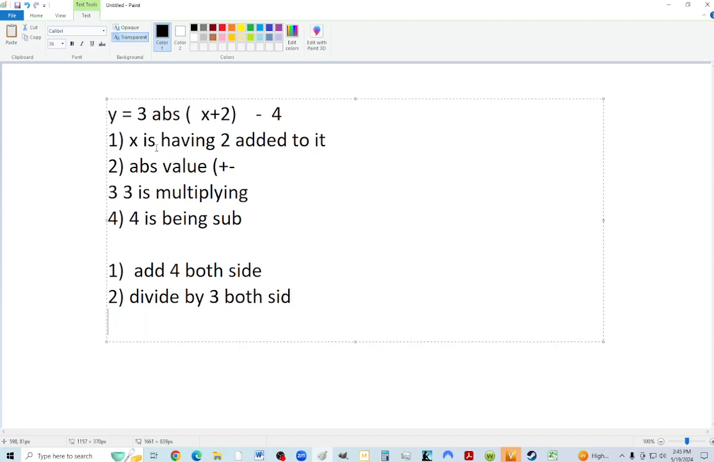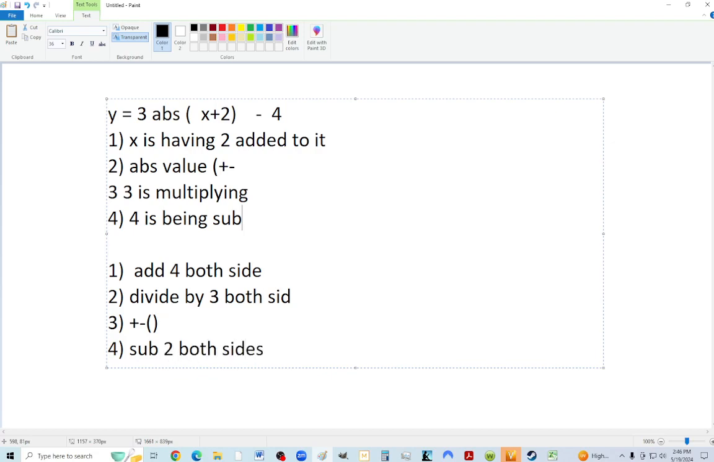And then for the absolute value, to get rid of the absolute value, you put whatever you have so far in brackets, and you add a plus and minus in front of it. And then you just do whatever's in the brackets. And then finally, the last thing, subtract 2 from both sides. So here's what that looks like.